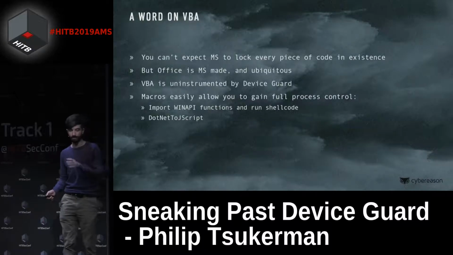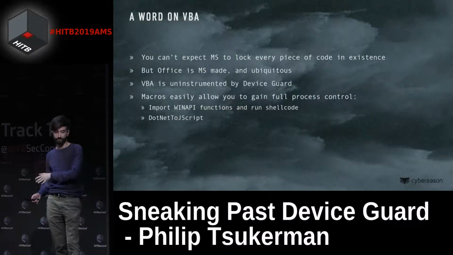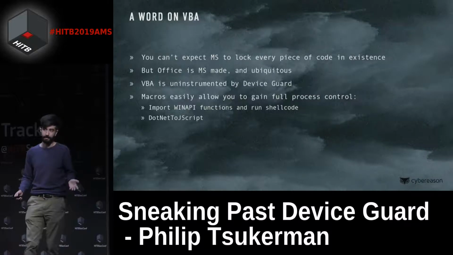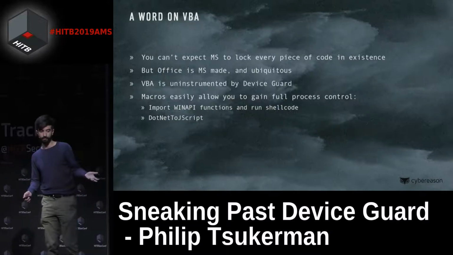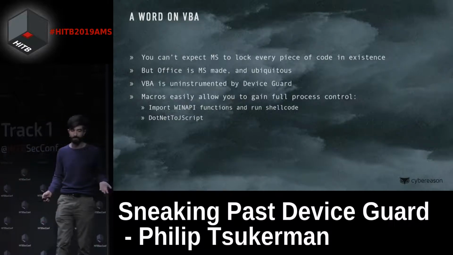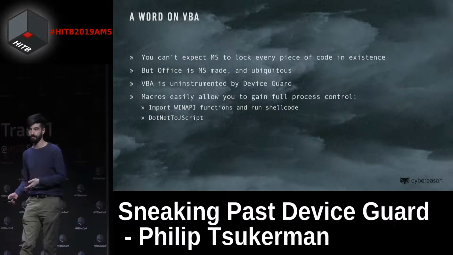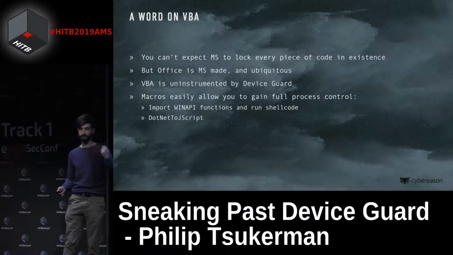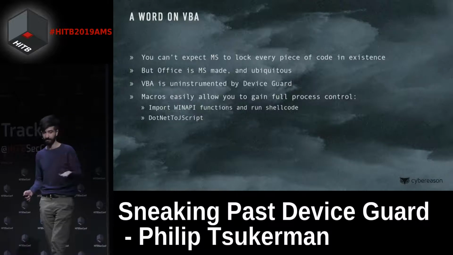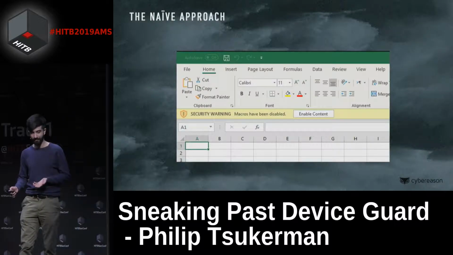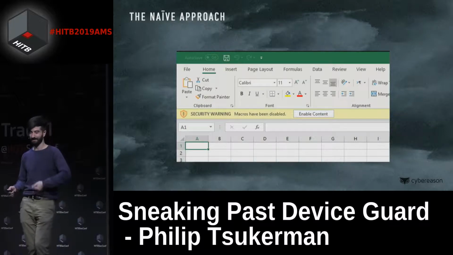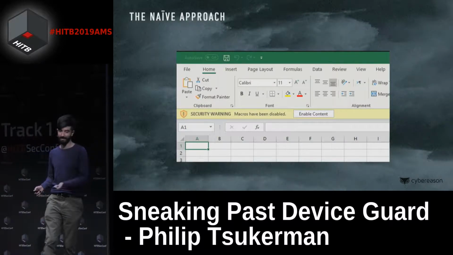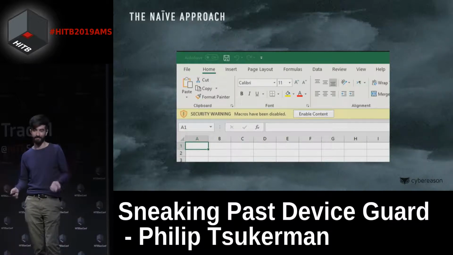So it's really weird they're pretty much ignoring device guard, meaning that if you're able to run a macro, you could do whatever you want with it. There's no mention of signing, and it will absolutely bypass device guard. And it's really easy to gain full process control using macros. You could just import raw WinAPI functions and run your shellcode or whatever, or you could use .NET to JScript, using a couple of .NET COM objects to also load a .NET assembly, which will again lead to full process control. Now, the naive way to do this is, using the GUI, opening a document, hitting that enable content button, and that's it. Your macro runs.